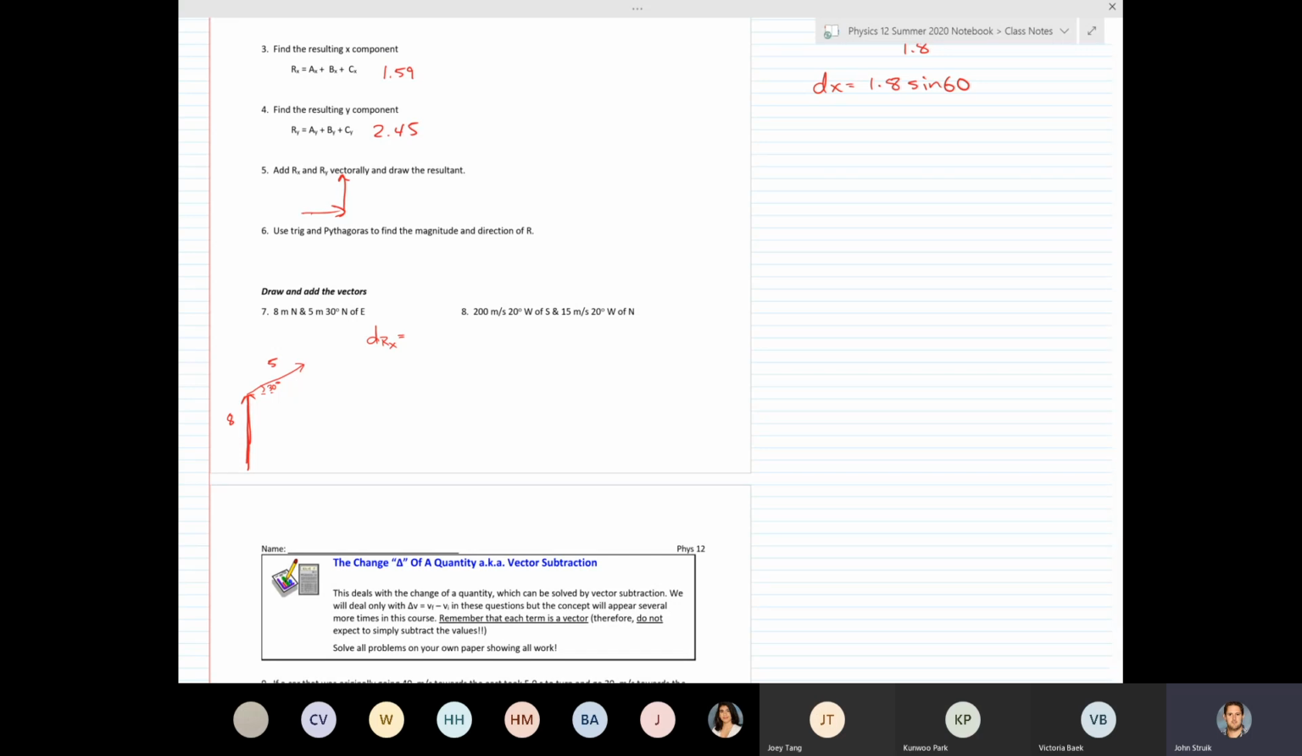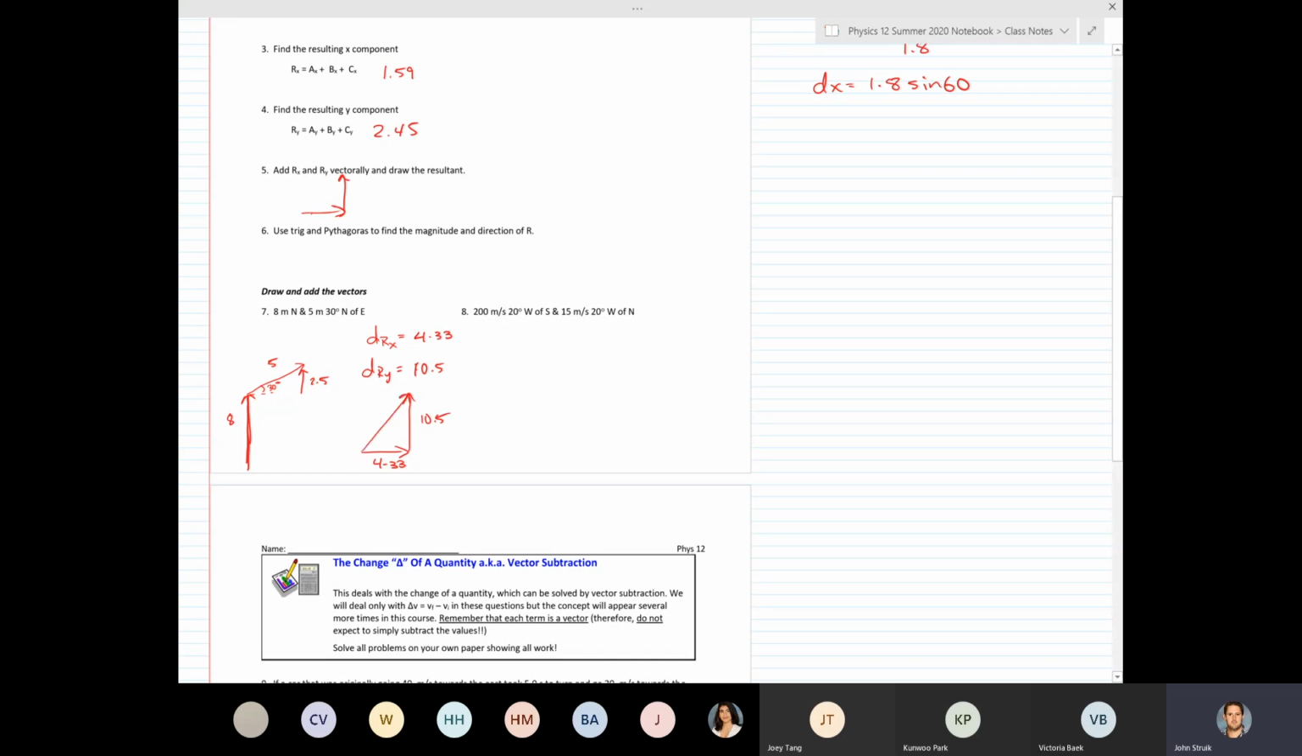So that's going to be 5 cos 30, so that's going to be 4.33. And then this part right here is 5 sine 30, so that's 2.5. So that gives us a ry of 10.5, and that's what you're left with. So you just have your 4.33 and your 10.5, right? Because 5 sine 30, it's been a while. Yeah, sine 30 is 0.5, so it's 2.5.